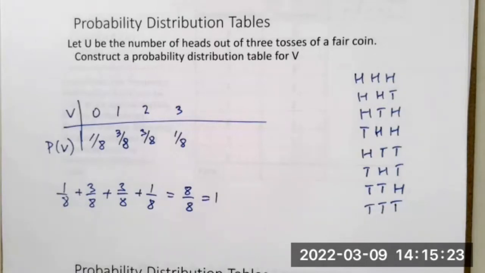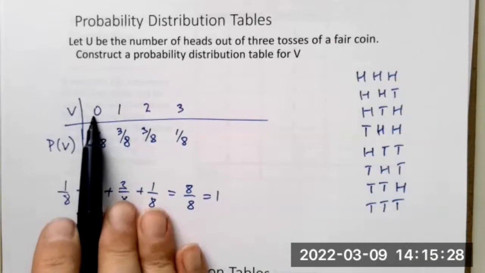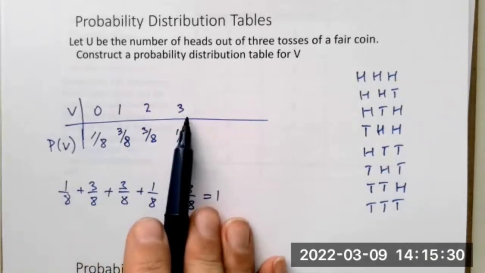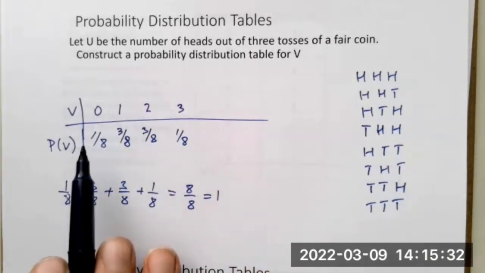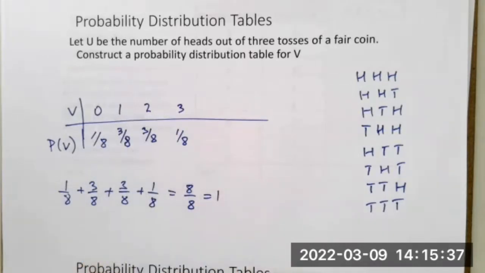If you're looking at a true probability table, then V lists all possible values of the variable, and the probabilities of those outcomes should add up to 1 or 100%.